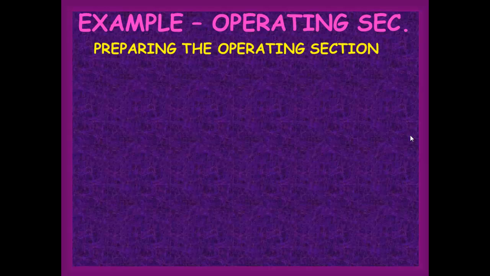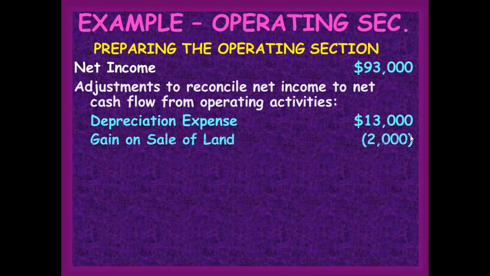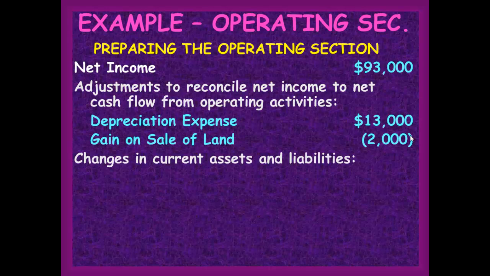Again, all I did in this first example was to pull out just what you needed. We start off with net income of $93,000, and then we're going to list my adjustments. The first one I'll show is my depreciation. We're going to add that, and then I'm going to subtract my gain on sale. I'm going to add depreciation expense, and I'm going to subtract gain on sale of land. Then I'm going to come up to my next 4 items, the changes in my current assets and current liabilities.